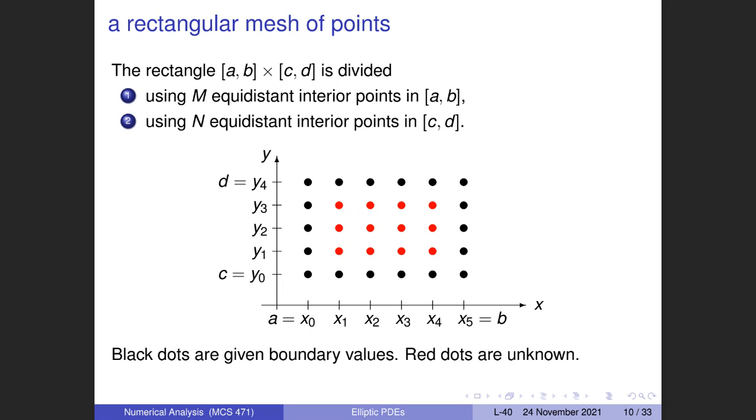Then we have two important parameters. We have the number of interior points in the x direction, and the number of points in the vertical direction. That will determine the dimension of our linear system. In the picture here, the black dots are where we know the values at the boundary by the given functions g1, g2, g3, g4. And the red dots are the dots where we want to compute the value of the solution.